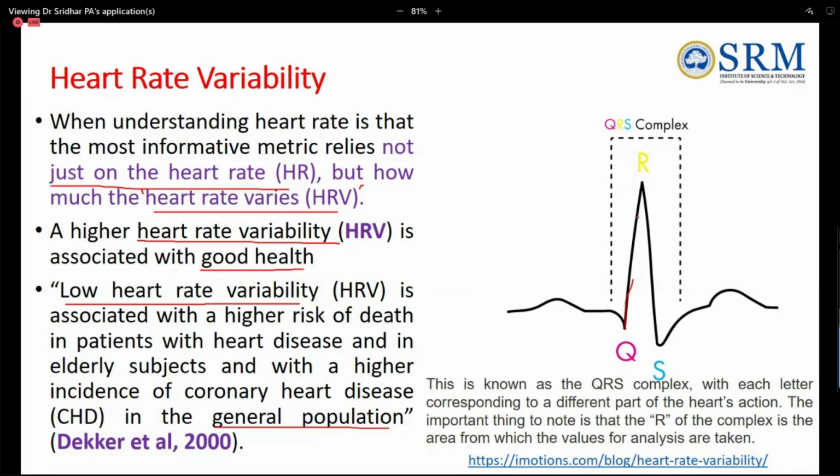So this is what we call the QRS time interval, which gives you information related to the heart's action. Many research papers try to understand this QRS complex, or try to extract information from its analysis, and it is important corresponding to different parts of the heart's action. So that's what we have seen here.